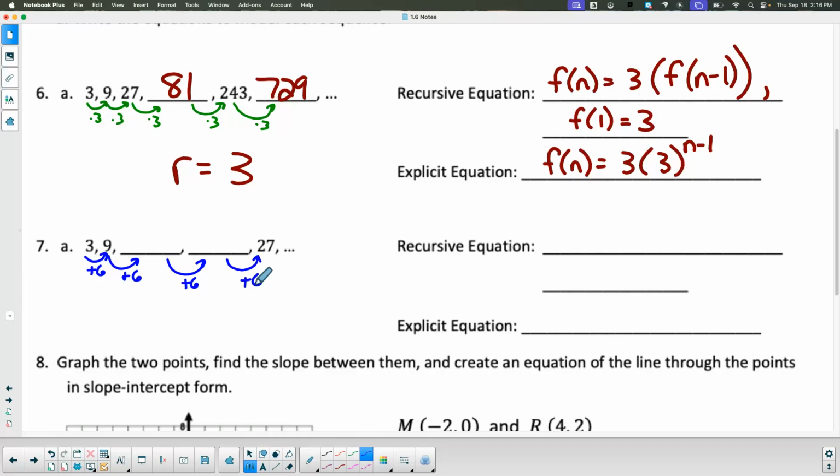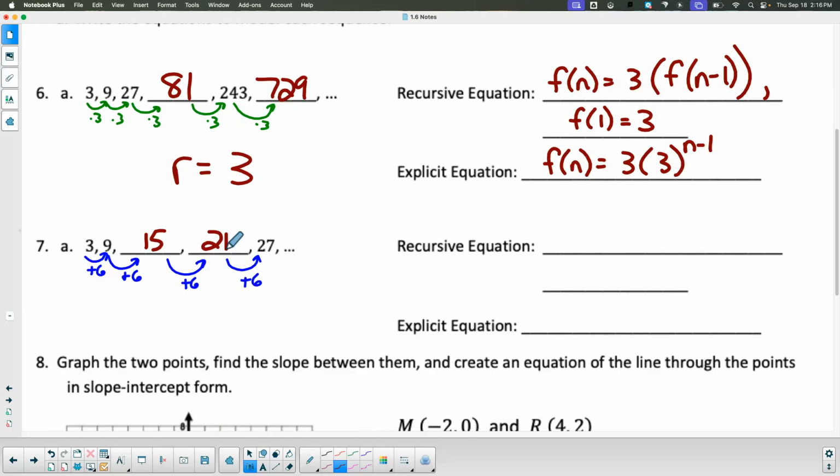So 9 plus 6 would be 15, plus 6 is 21, and 21 plus 6 is 27. So we're right back into it where we need it to be.